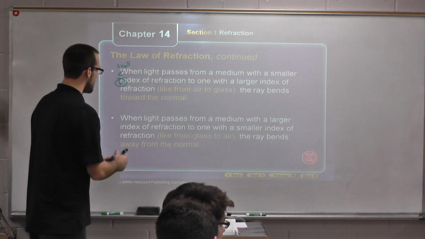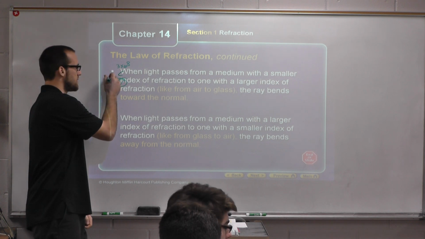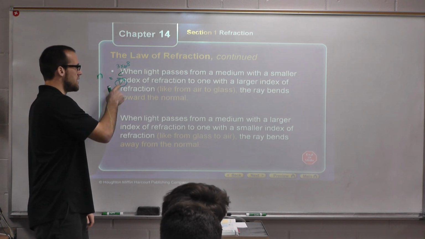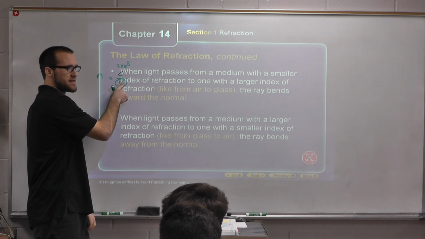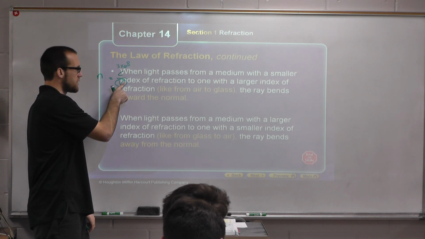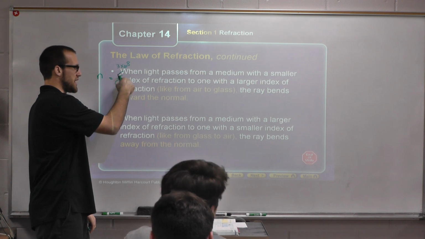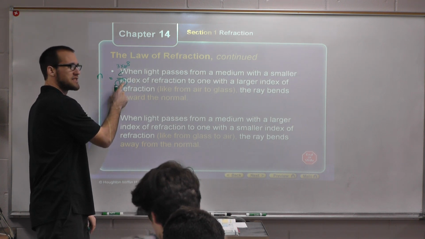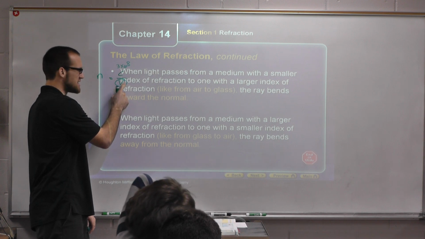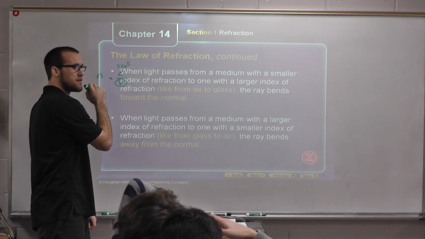Remember, this is a constant, correct? For this to be 1, the speed would have to be 3 times 10 to the 8th, right? If this number gets lower, n gets bigger. And if this number is getting lower, you're getting slower, because this is speed. So closer to one, faster.